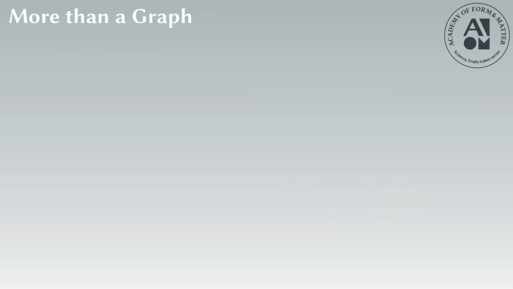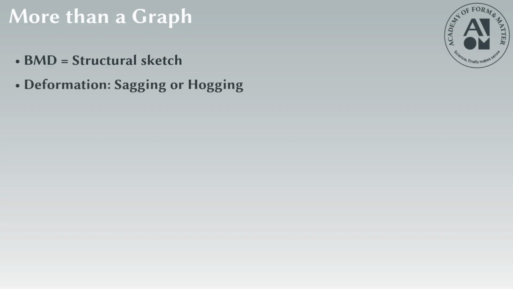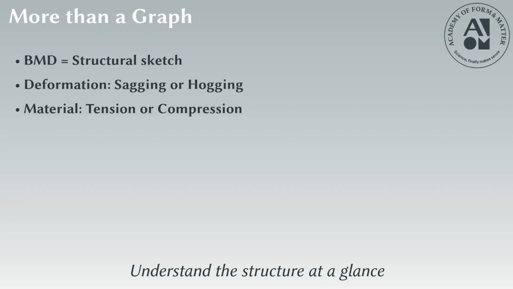So the next time you draw a bending moment diagram, don't look at it as just a graph. Look at it as a structural sketch. It shows you where the beam tends to sag, where it tends to hog, and which side is in tension or compression. Once you learn to read it this way, the bending moment diagram stops being something you simply calculate and becomes a tool for understanding the structure at a glance.